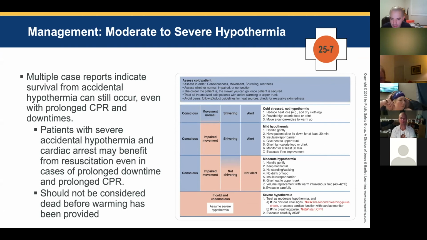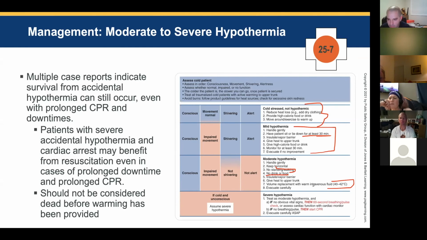So over here, this chart is pretty much giving you an algorithm talking about when people begin to lose consciousness, when they begin to have impaired movement, and shivering, and alertness, and then what to do for each area. So for example, if they are just cold stressed, we want to warm them up. If they're mildly hypothermic, we want to have them lie down for at least 30 minutes and try to rewarm them. If they're moderately hypothermic, we want to keep them from standing and walking. We don't want to give any food or drink. And the key here, we want to rewarm them.